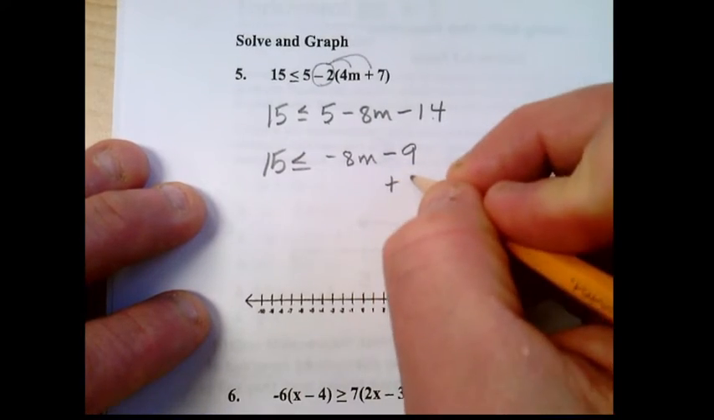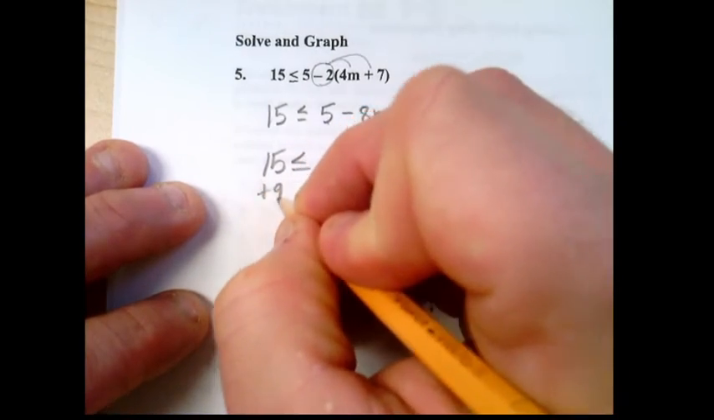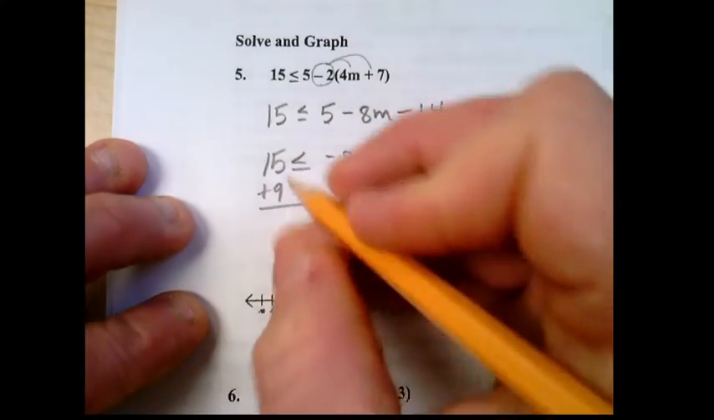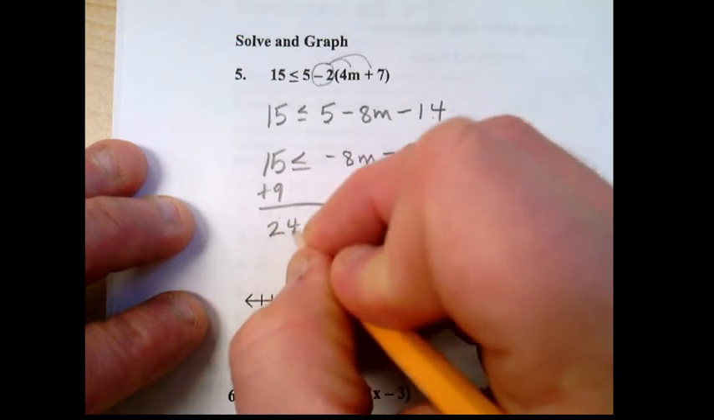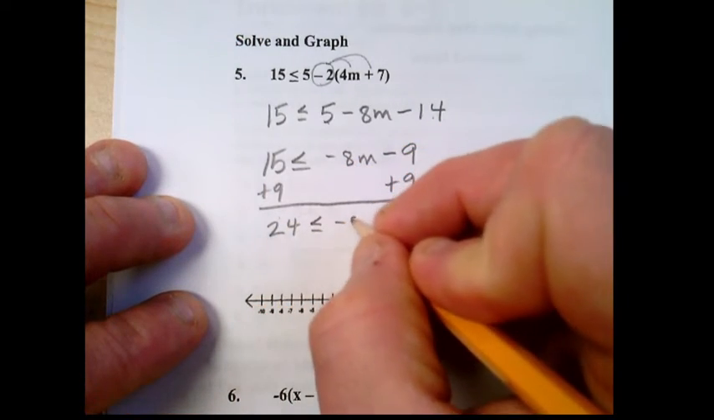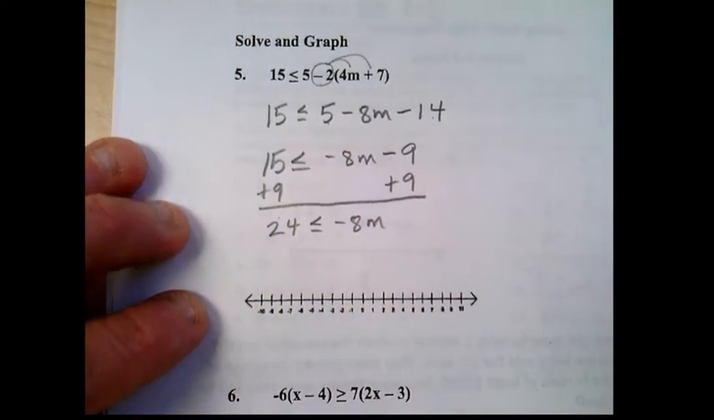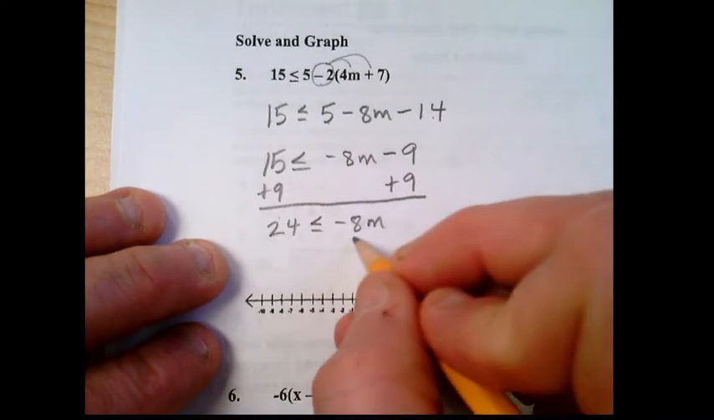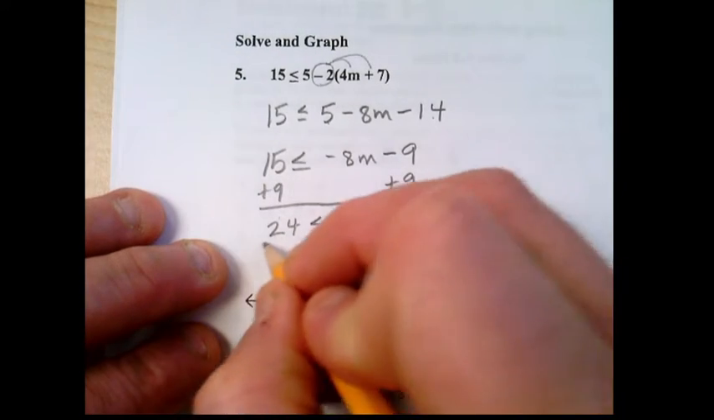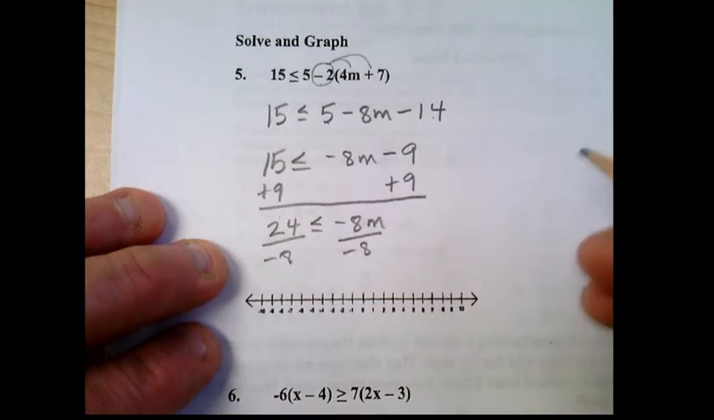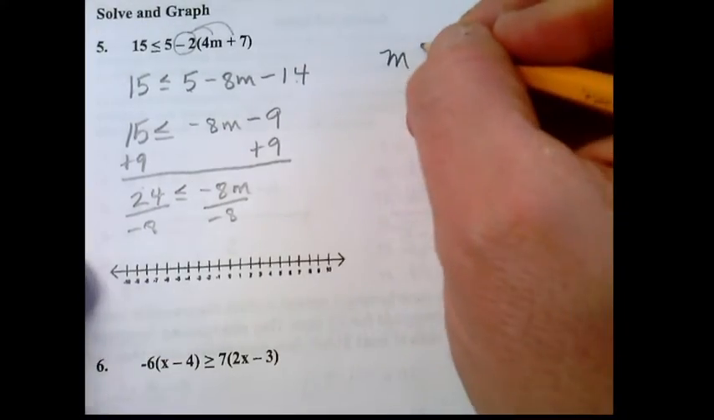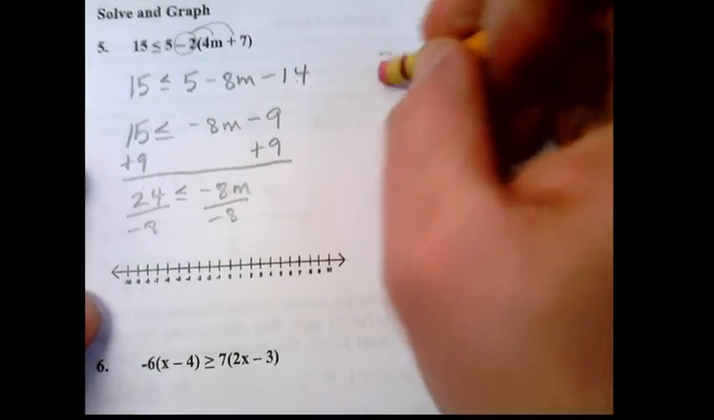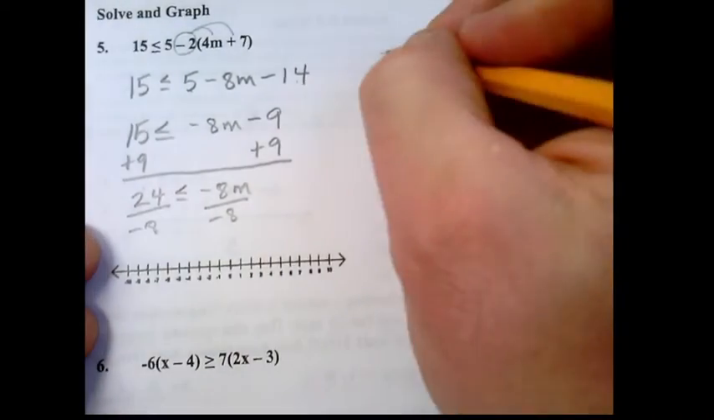Now, if I want to get the negative 8m by itself, I'm going to add 9 to both sides. So this gives you 24. And then from there, I want to divide by negative 8. Now, right now, there should be some bells going off in your mind about what I need to do here. If I'm dividing by a negative, what do we do? We flip that inequality. Okay, so this gives us this, negative 3.